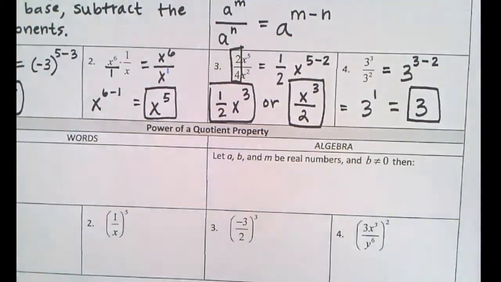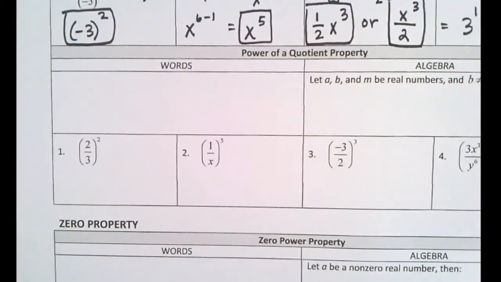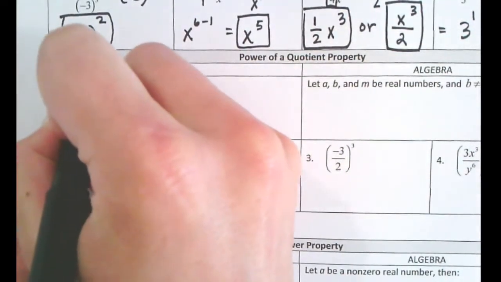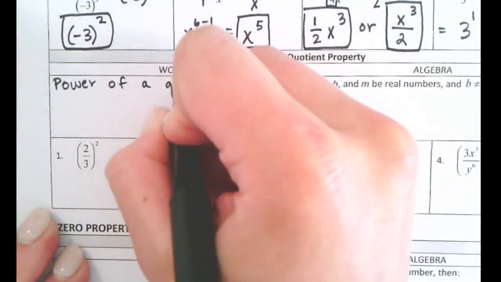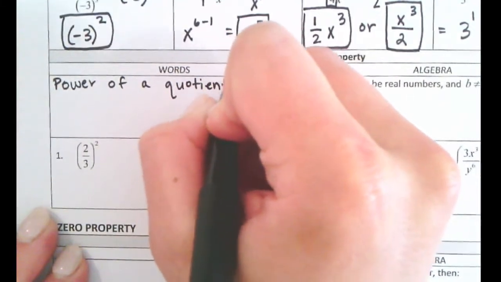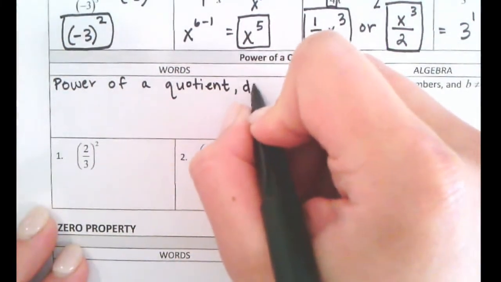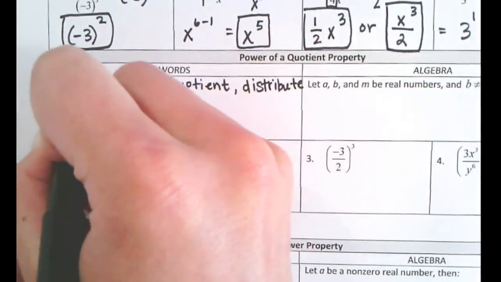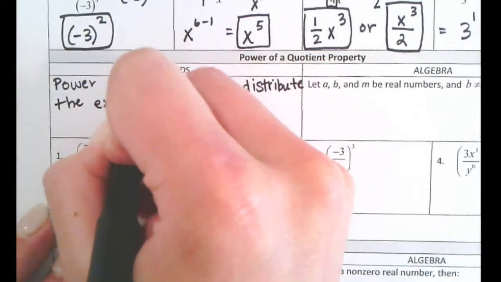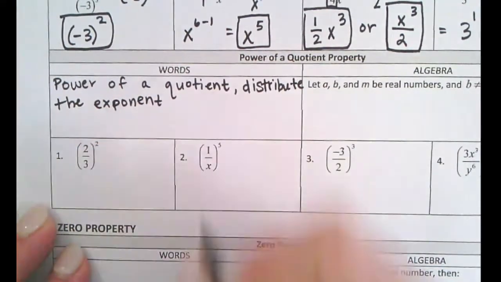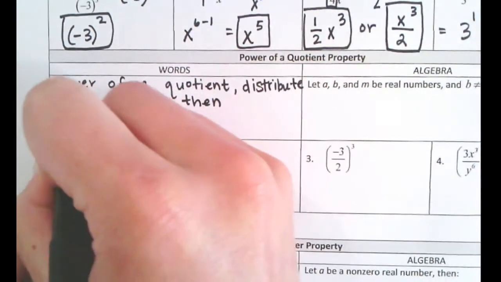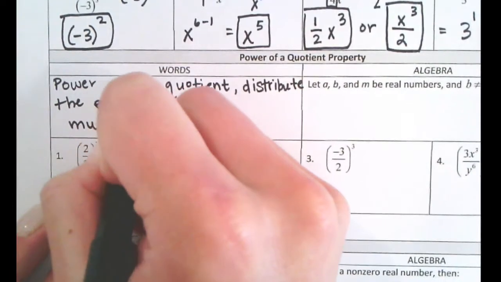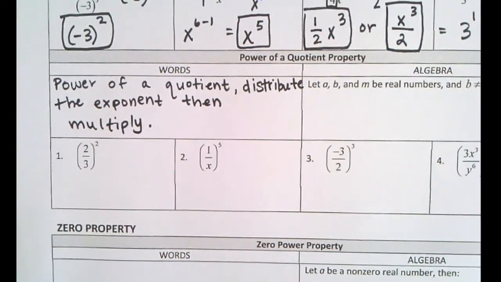All right, our next property is the power of a quotient property. Power of a quotient: we will first distribute the exponents, then multiply. This works very similar to power of a product.